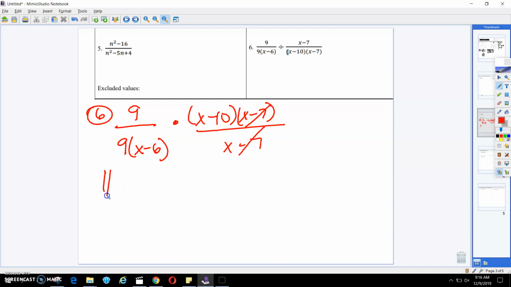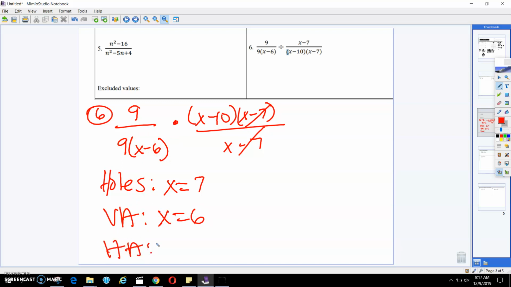So that's going to give me a hole at x equals 7. We're going to have a vertical asymptote at x equals 6 because that's what's left over in the denominator. We're also going to have a horizontal asymptote at, if we multiplied all of this out, we would have 9 times x minus 10 over 9 times x minus 6. So we would have 9 over 9, which is going to give us 1. And so there's a horizontal asymptote at y equals 1.